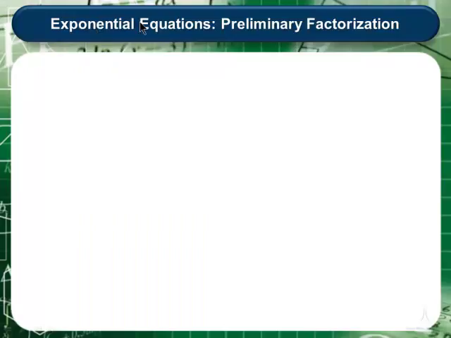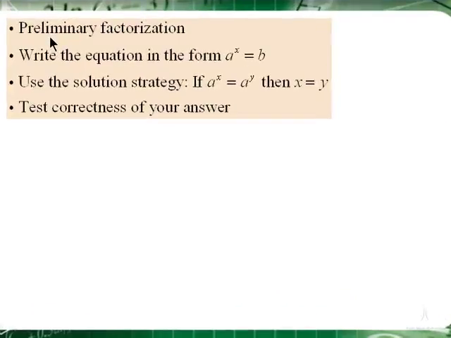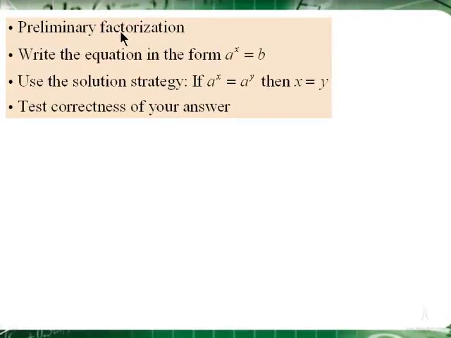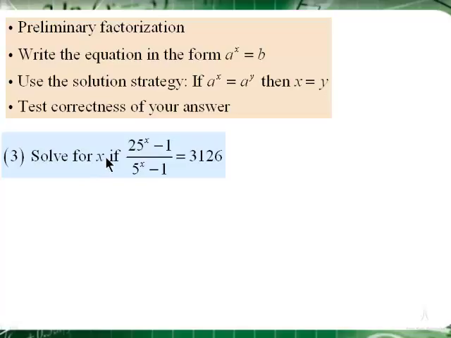Next we look at an exponential equation where preliminary factorization is needed. So if, like in this case, it's necessary, you first need to factorize certain algebraic expressions. Then you may end up, or hopefully end up, with an equation of the form a to the power x equals b, and then we use our well-known strategy by now by changing b to a to the power y, and then of course x must be equal to y, and then test the correctness of your answer. Let's look at this particular example.